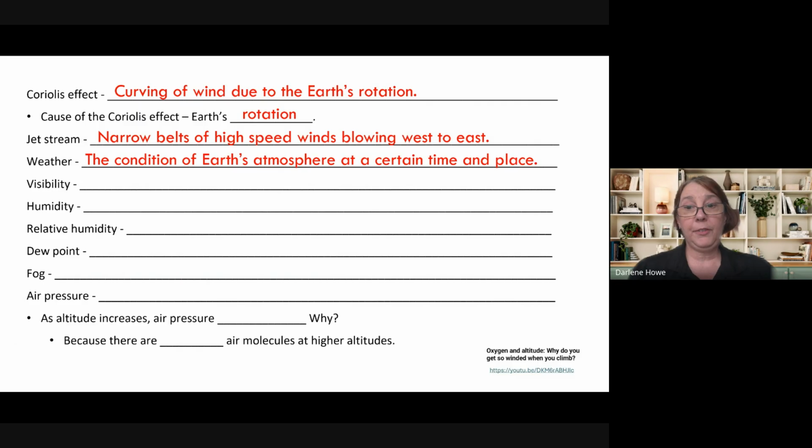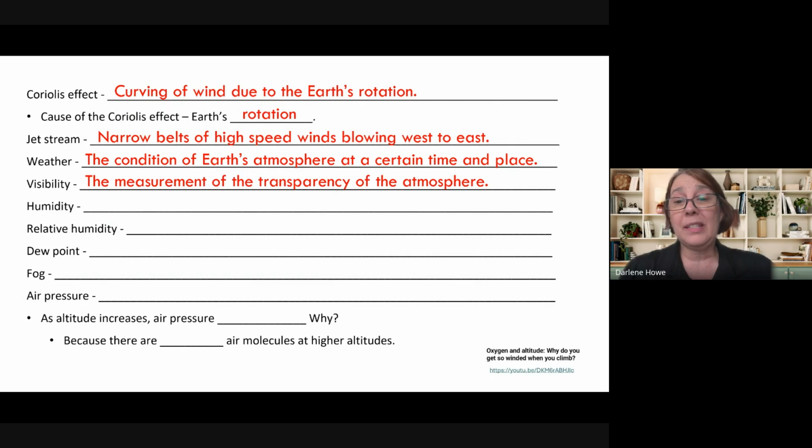The official term is the measurement of the transparency of the atmosphere. So, transparency, can you see through it? Visibility is how far can you see? The visibility today is beautiful. It does not look like there is much pollution in Bangkok today at all. So visibility is very good today.